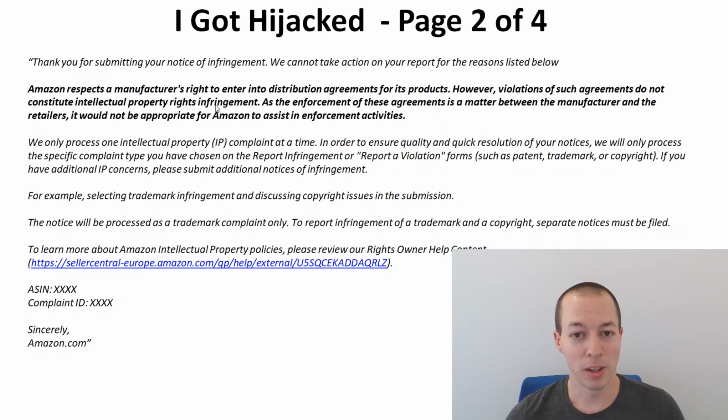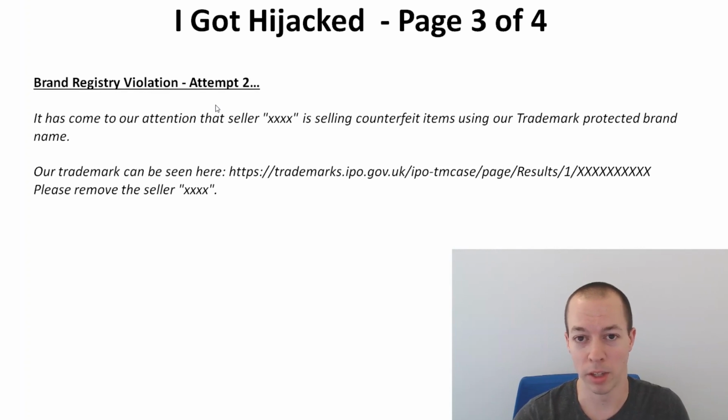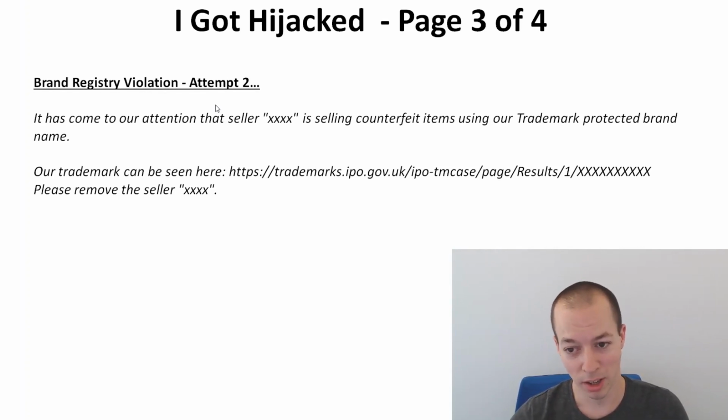So okay, I did a bit more research on the forums, and someone said, no, you need to take a different approach. So this is the approach I then took, and this is the one that worked. Again, very short. It has come to our attention that seller XXX is selling counterfeit items using our trademark protected brand name. So rather than saying they're not authorized to sell our products, this time we're saying they're selling counterfeit items because they don't have our trademark.